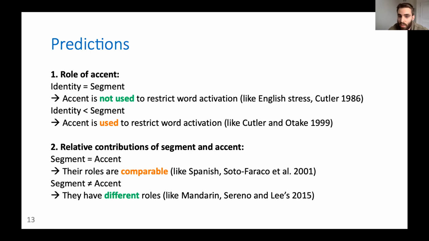Let's consider briefly some predictions about how we could diagnose the role of accent in restricting activation. If segment and identity primes are comparable, this would suggest that accent is restricting activation. That is, listeners essentially treat a segment prime as an identity prime, even with mismatching accent. On the other hand, if reaction time is greater for segment than identity primes, this would suggest a lack of accent matching is detrimental. Secondly, as you can see at bottom, we can consider the relative contributions of both segment and accent. If segment and accent primes show a similar influence in terms of reaction time and accuracy, we can conclude that they are being processed comparably, in line with findings on Spanish stress. On the other hand, if they differ, we can conclude they're playing a different role in recognition.